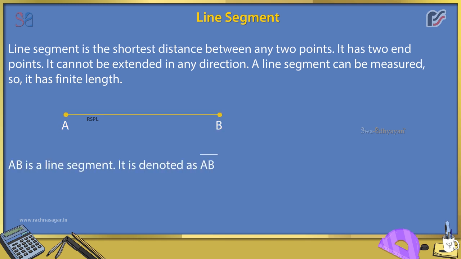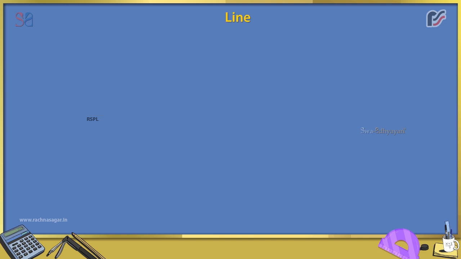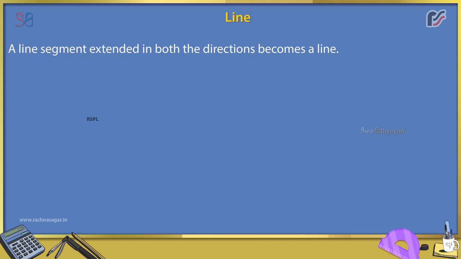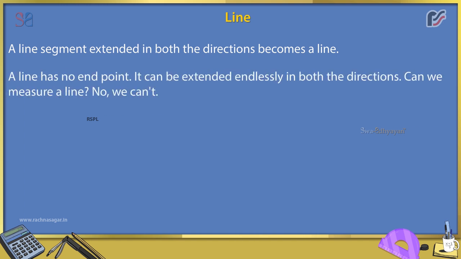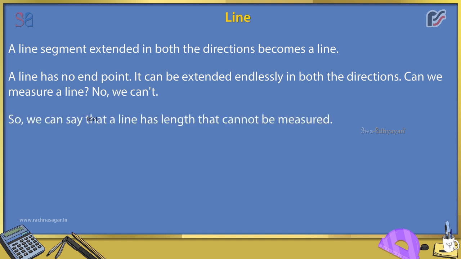It is denoted as line. A line segment extended in both the directions becomes a line. A line has no endpoint. It can be extended endlessly in both the directions. Can we measure a line? No, we can't. So, we can say that a line has length that cannot be measured. Line segment is a part of line.